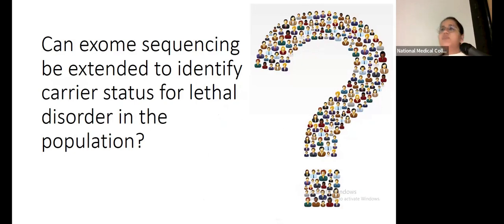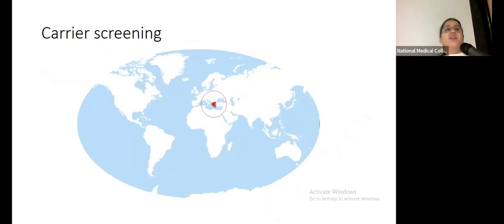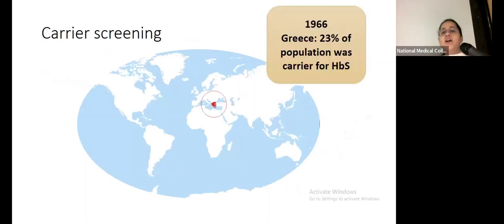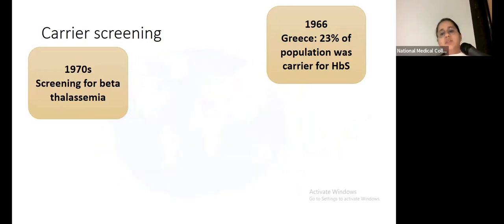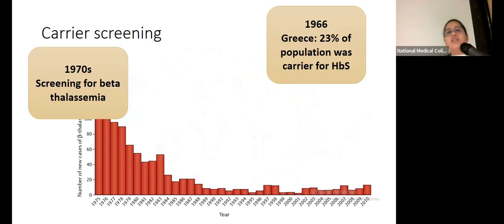Now, this concept of carrier screening is not new. It all started in Greece, where one physician decided to screen the population, and we found out that 23% of the population were carriers for HbS. Later on, such carrier screening programs were carried out in the same region to screen for beta thalassemia, and they were extended to Caucasians for screening of cystic fibrosis, and in Ashkenazi Jews for Tay-Sachs disease. And obviously these programs were successful because they reduced the incidence of thalassemia by a great majority over the last few years.